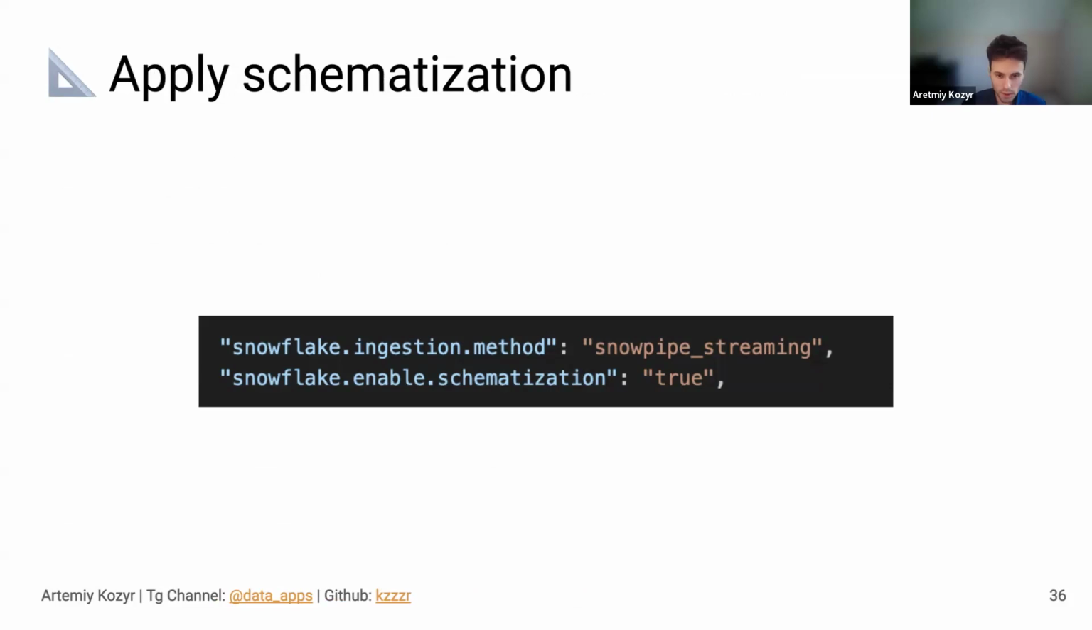Then it's about the schematization thing. Snowflake allows you to create tables automatically. It's a super feature, very useful. I would advise you to use it with Snowpipe streaming. So schematization allows you to populate columns with the specific data types automatically without doing it manually, without manually guessing the schema and creating tables in advance.